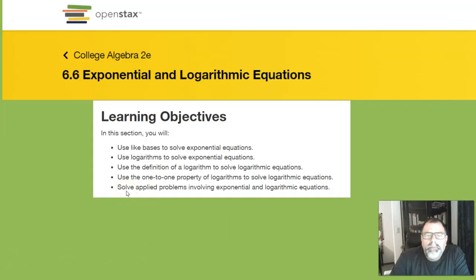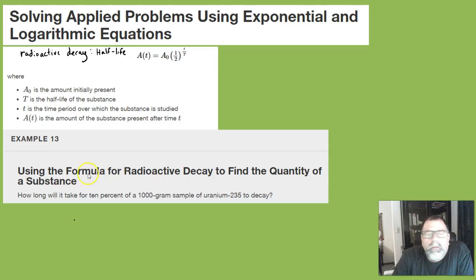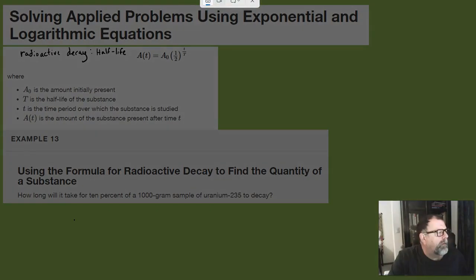Alright, the last learning objective, solve applied problems involving exponential and logarithmic equations. Example 13, using the formula for radioactive decay to find the quantity of a substance. How long will it take for 10% of a 1,000 gram sample of uranium-235 to decay? So I need the chart for the substance up here.